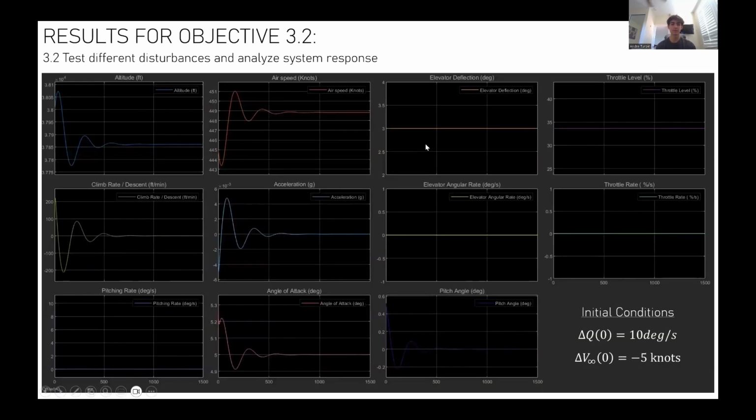Now, when it came to testing different disturbances for the uncontrolled system, we used the initial conditions shown here at the bottom. So the delta Q naught was 0 degrees and the delta V infinity was -5 knots. The values that came out in the scope for this system disturbance are shown here. Based on these values, we went about the PID tuning and seeing how we wanted the PID controller to alter these responses given a system disturbance.